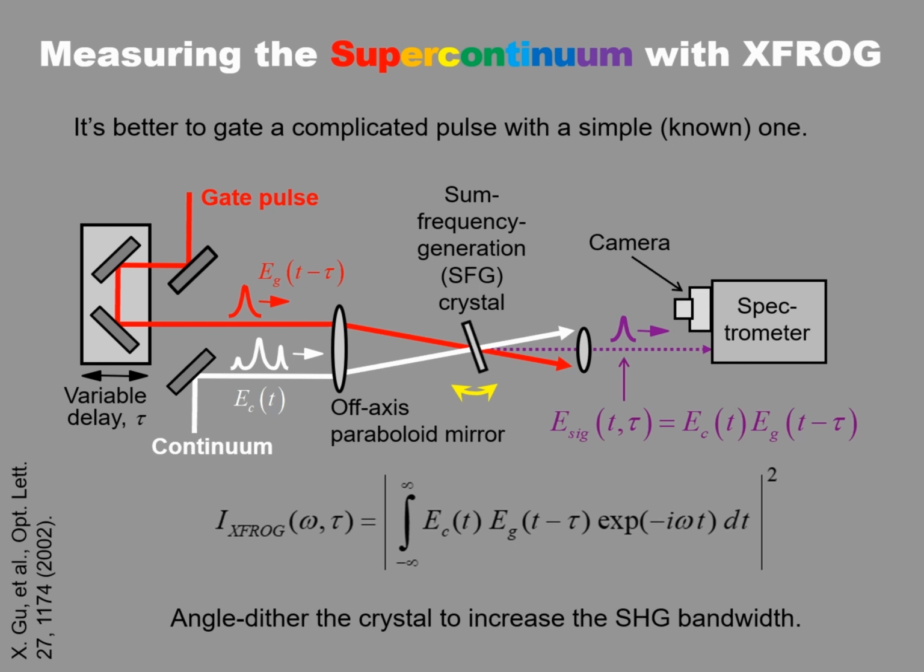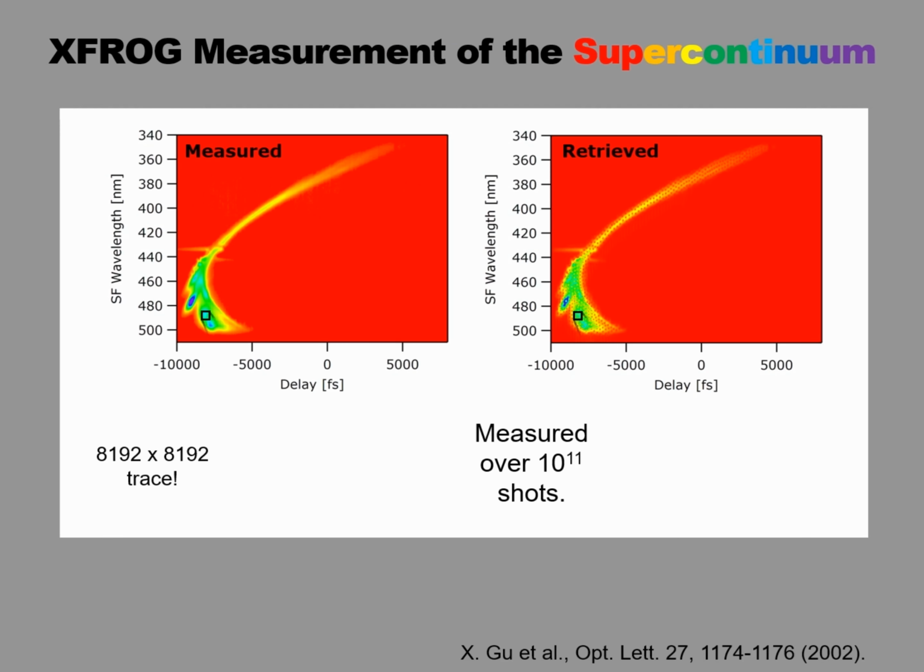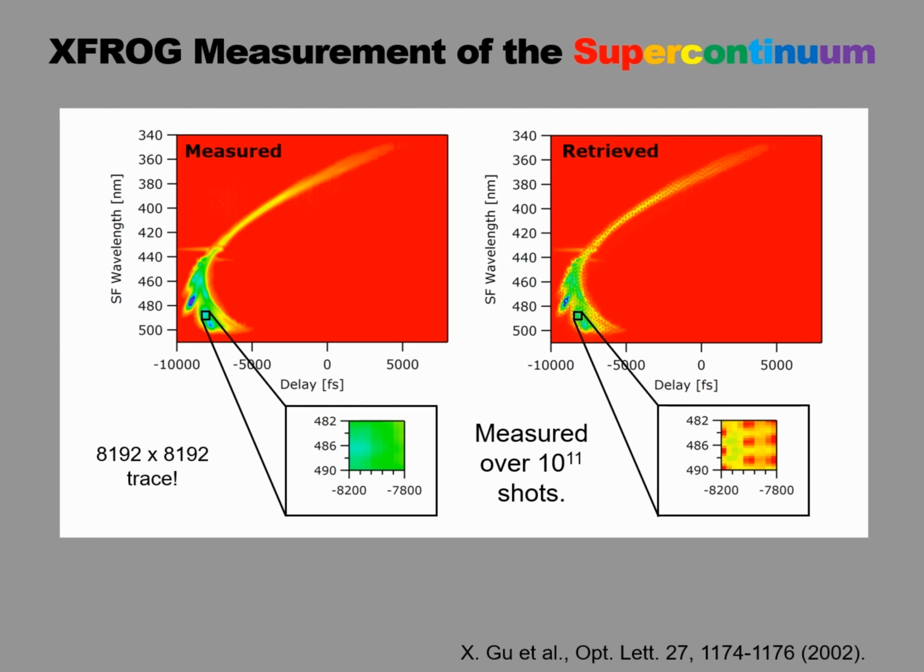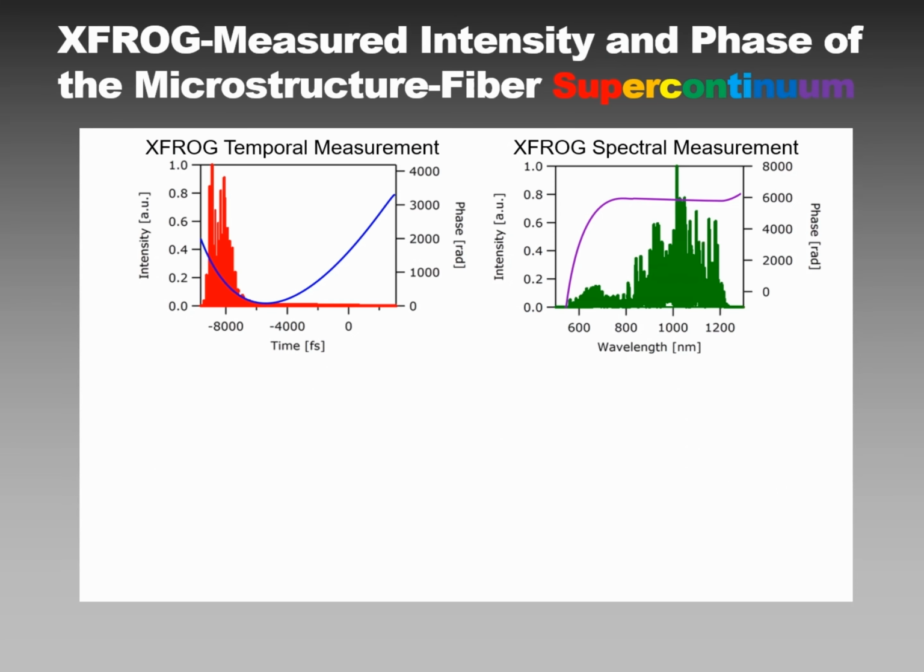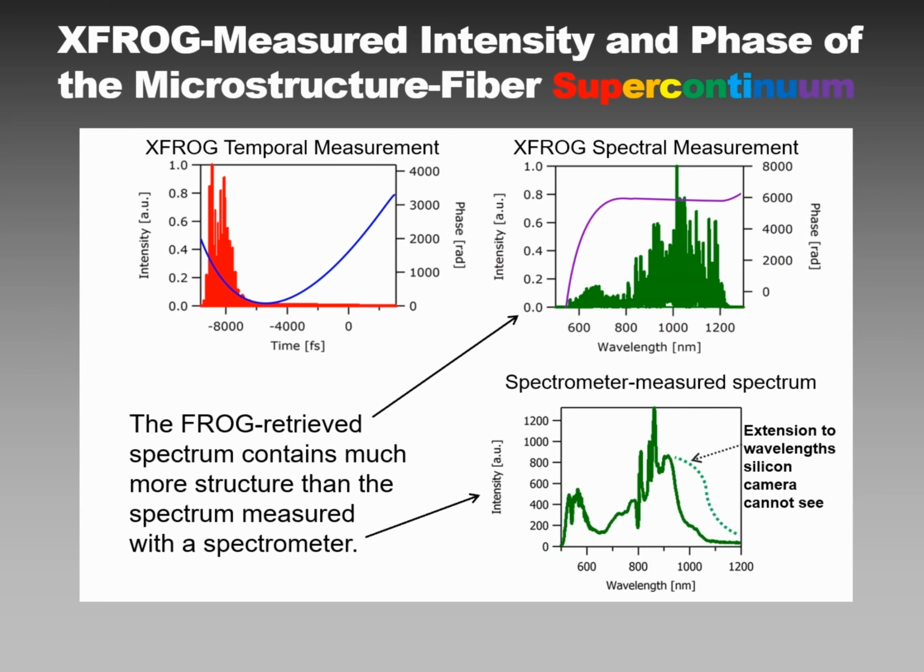The delay must also be scanned, so this is inherently a multi-shot technique, and indeed quite a few shots will be required. And here's the resulting X-FROG measurement of continuum. Although the measured and retrieved traces appear to agree on a large scale, notice that there are big discrepancies in the details. There's a polka dot pattern in the retrieved trace, which is not present in the measured trace. In addition, the spectrum retrieved from the X-FROG trace is very complicated, while the spectrum measured using a simple spectrometer is much less so. So which is correct?